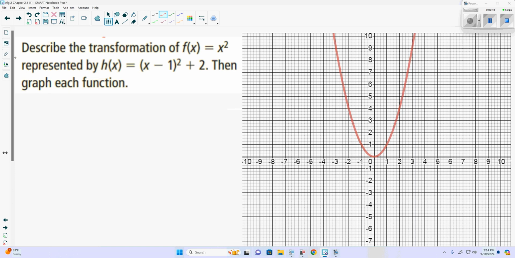Let's look at this next one here. X minus 1 squared plus 2. The x minus 1 inside the parentheses is telling us we're moving left or right 1. It would be right since it's minus. And the plus 2 on the outside would be up 2. All right, right 1, up 2. That's it. Questions on this here? Do we feel good with this here? All right.